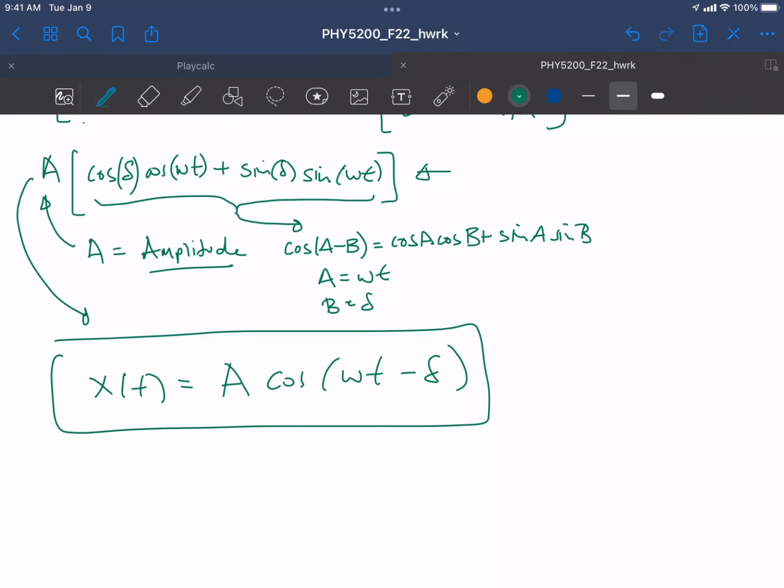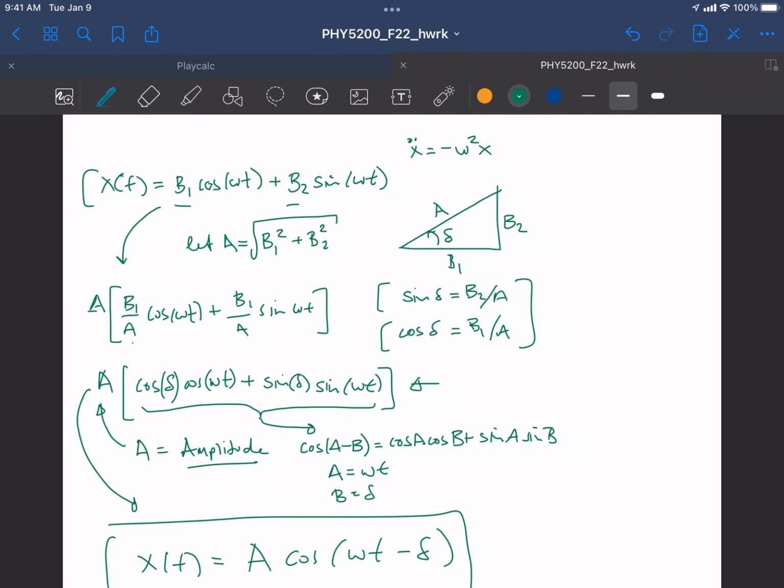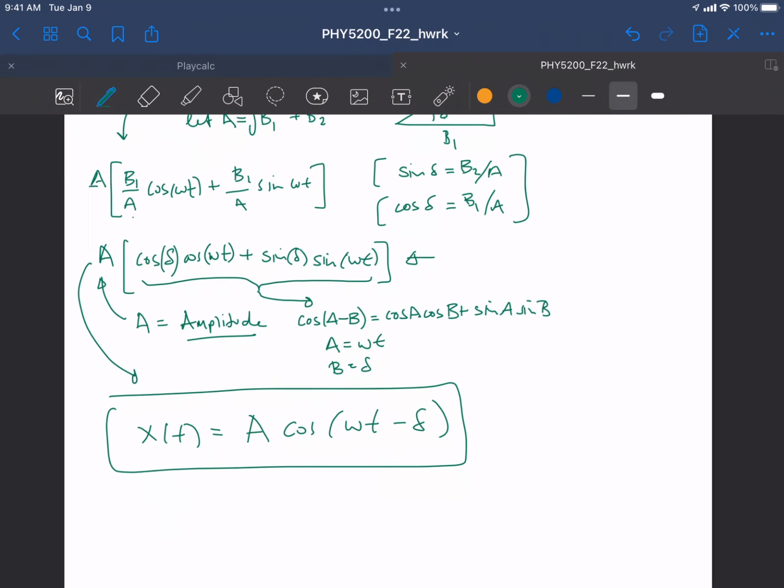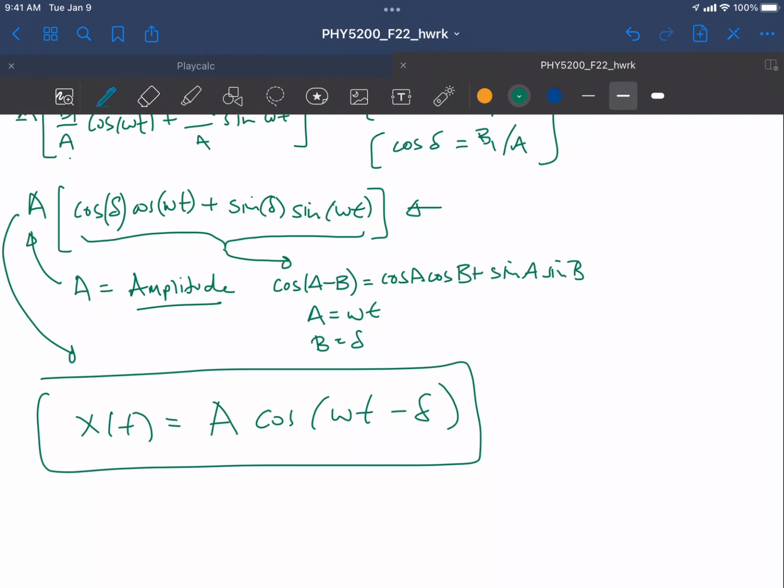It only has one term in it, though. Before we had two terms. Up here we had two terms with two constants, but here we only have one term, but we still have two constants, a and delta. Those are still needed to describe the initial position. Those are the initial conditions, a and delta. And a we identify as the amplitude, and delta is the phase.